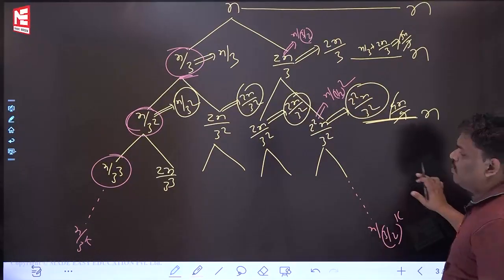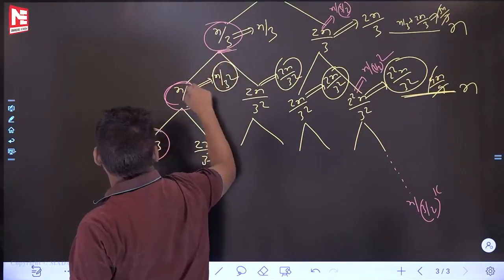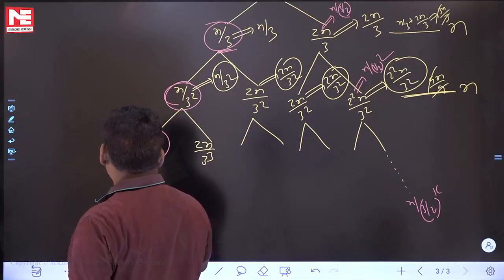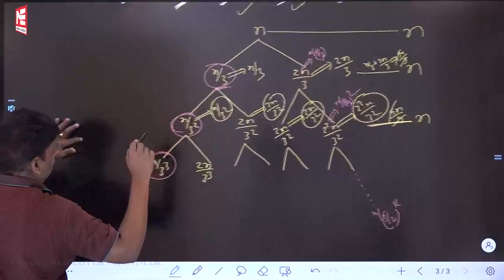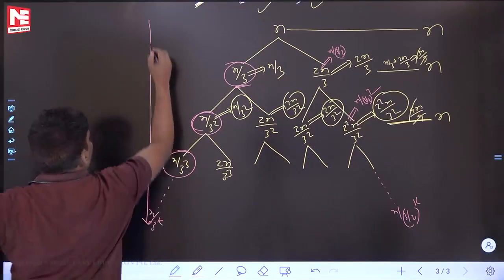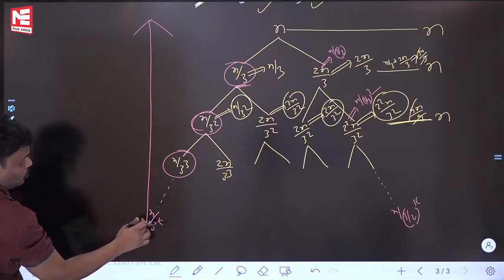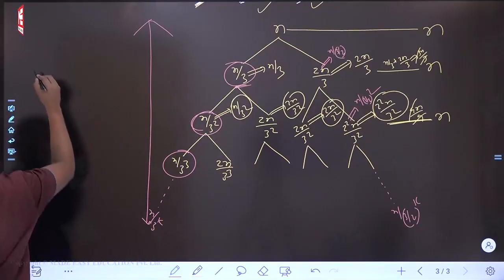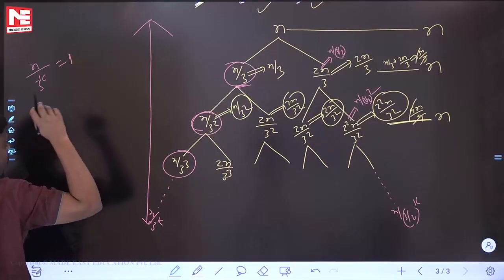Now can you help me one small line? Left I always divide by 3: n by 3, n by 3 square, n by 3 cube, and so on. If I do k times, n by 3 power k. Let me write now. After doing k times, why are you stopping? The reason is n by 3 power k became 1. That is the reason I stopped.